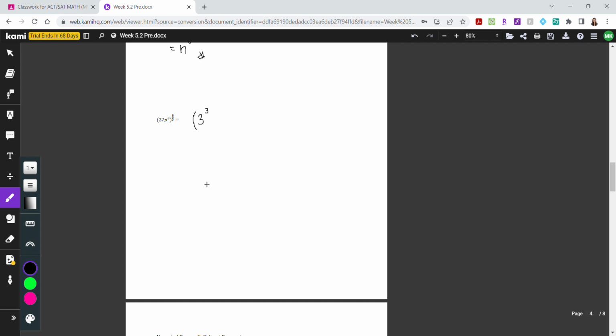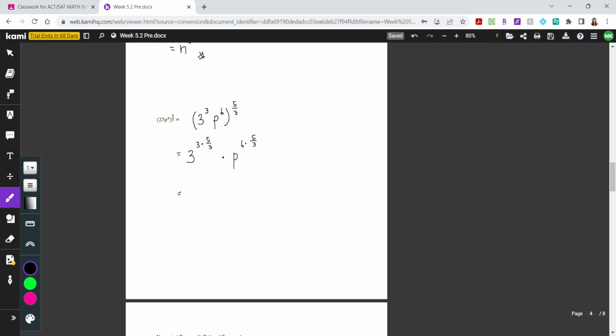So I can actually rewrite it like this. So 3 to the power of 3 times p to the power of 6, all of these powered by 5/3. Now, if I were to break this up, I'll get 3 to the power of 3 times 5/3, all of these times p to the power of 6 times 5/3. As you can see that, right?